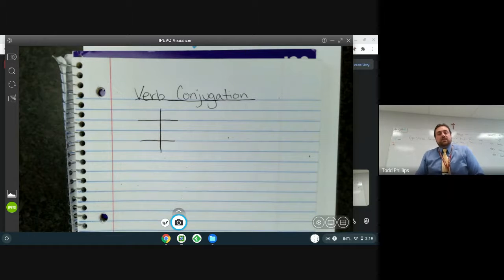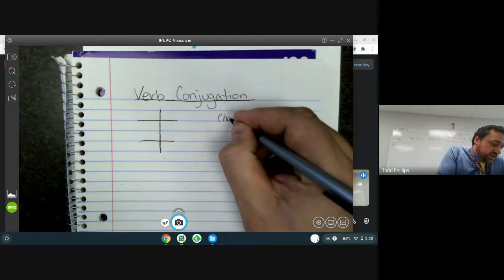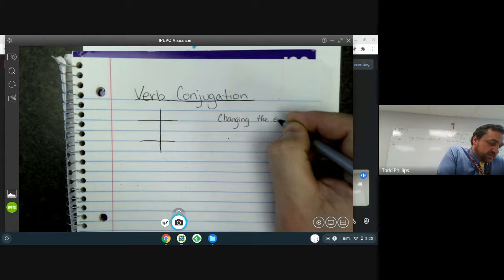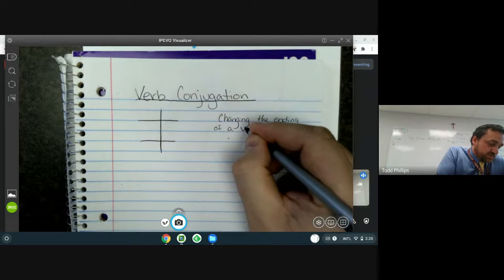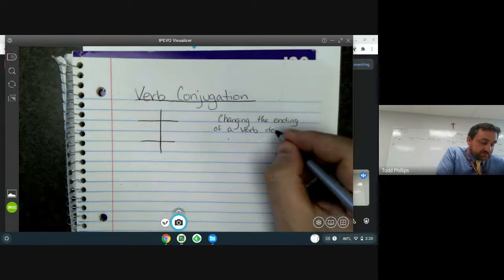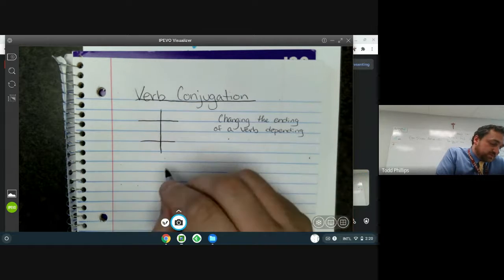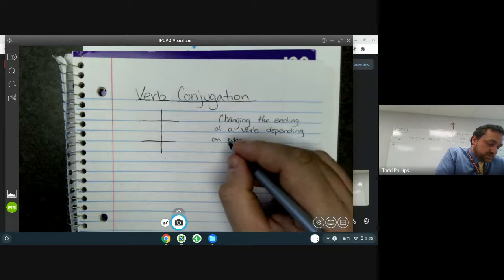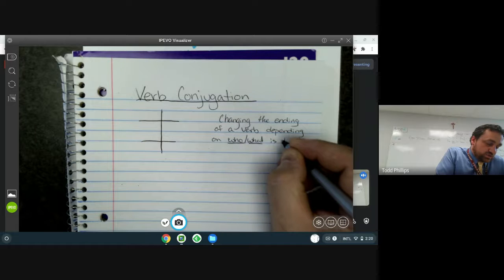Okay. So all verb conjugation is, it's changing the ending of a verb depending on, or you might say according to, depending on who or what is doing the verb.